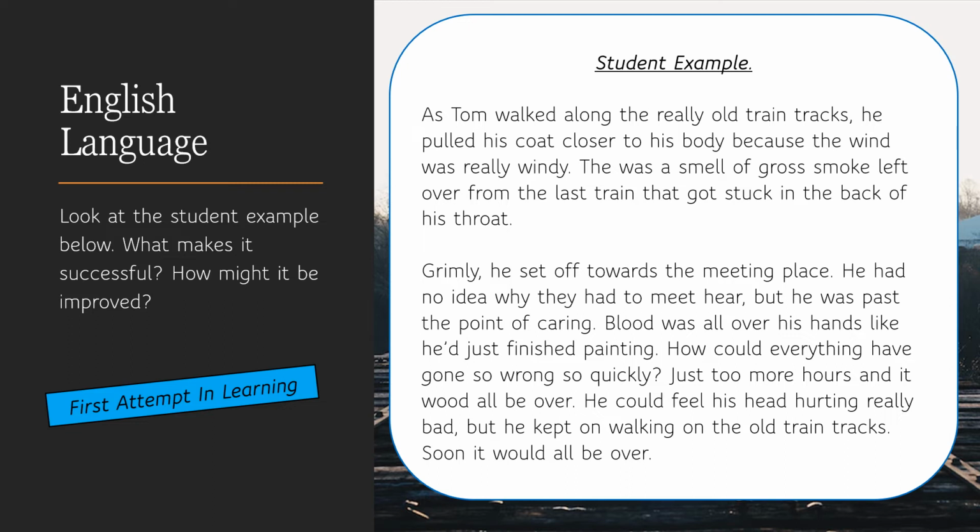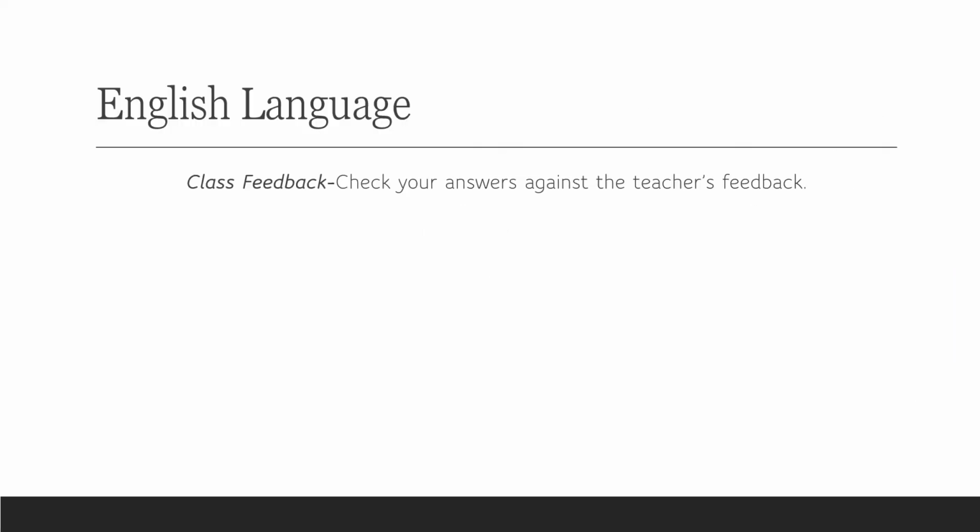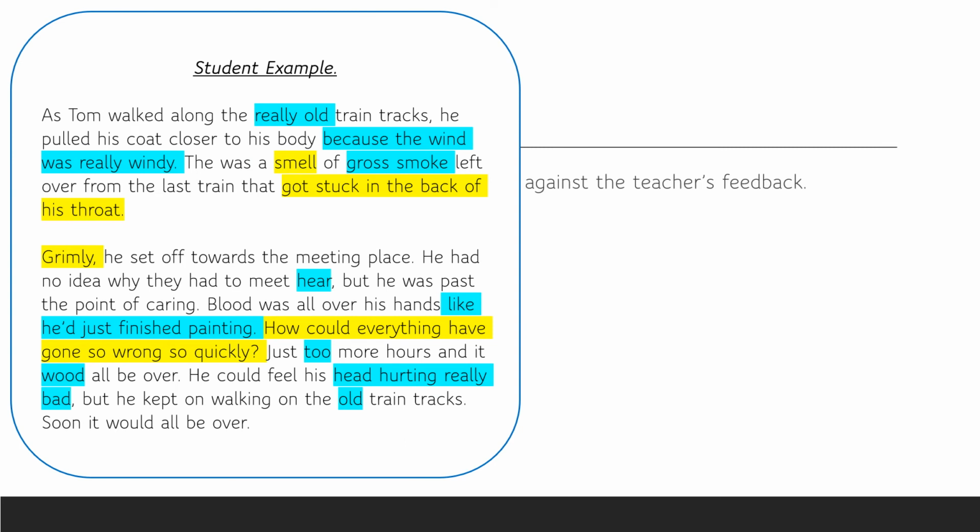Now what we're going to do is we're going to move on and we're going to see how we can develop this. So we're going to look at the teacher's feedback now. So class feedback. Check your answers against the teacher's feedback. So on the left hand side then, we have the extracts that we've just gone through, and you can see here I've already took the liberty of highlighting a few areas that might be important to review or to think that actually works well in this response.